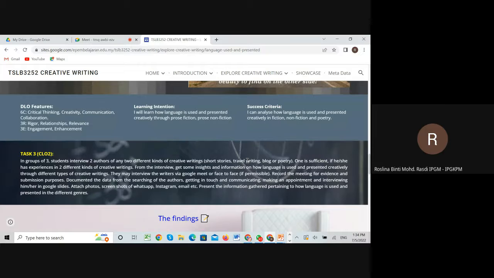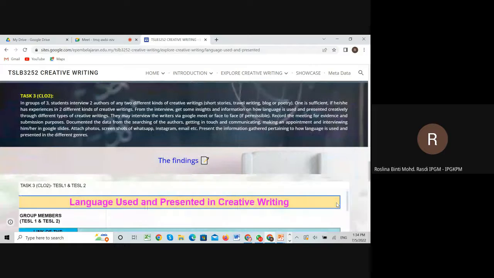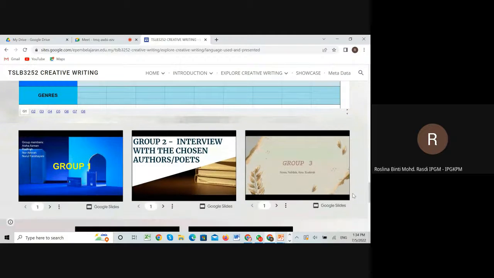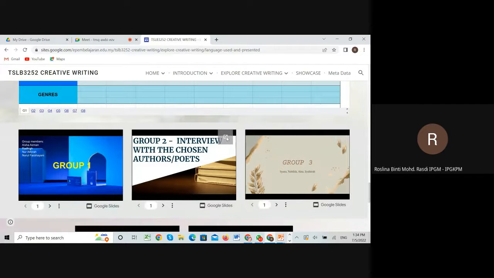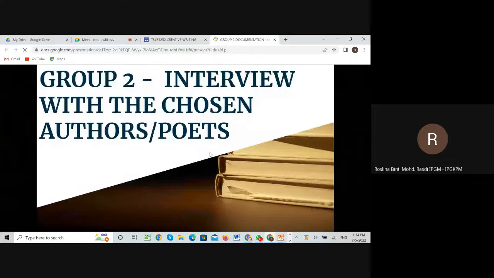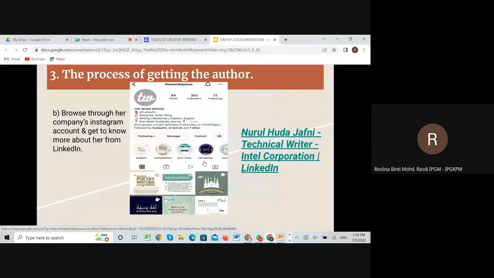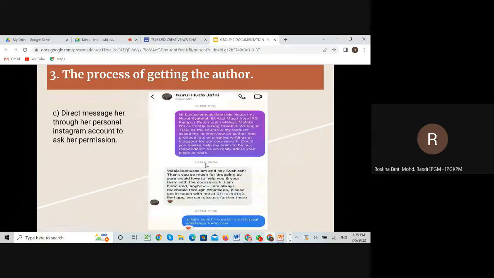They are required to document the process in Google Slides, starting from the searching of the author, getting in touch and communicating with the author, making an appointment and interviewing the author. The students had to attach photos, screenshots of WhatsApp, Instagram, email, and finally the information pertaining to how language is used and presented in the different genres in the Google Slides.